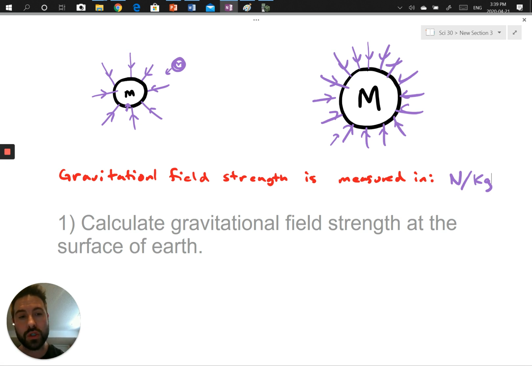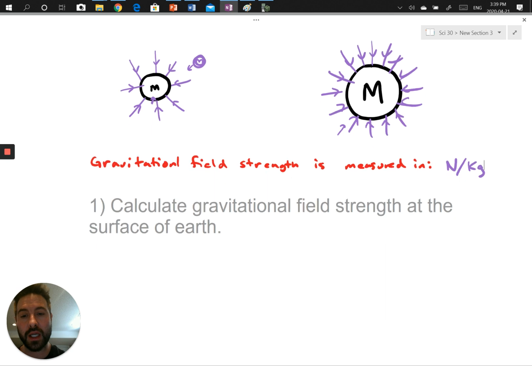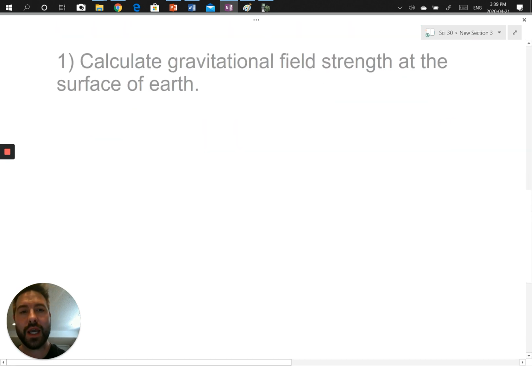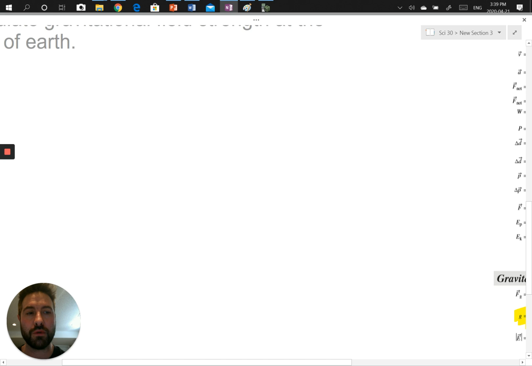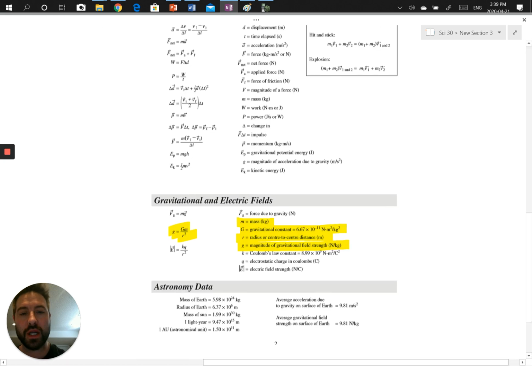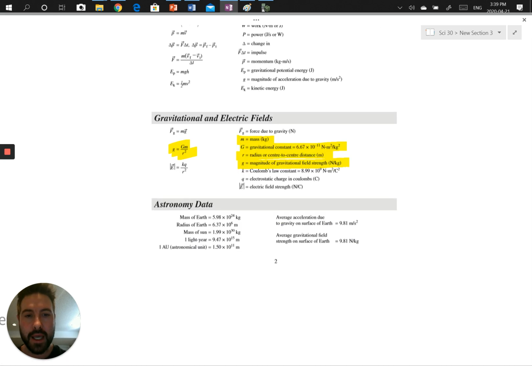Okay, so let's try to calculate the gravitational field strength. Now, here's a question. Calculate the gravitational field strength at the surface of Earth. So it doesn't look like we have been given any information here. So it's going to be a tough problem to solve. First thing I'm going to do is go over to this page in my data booklet. And this page is going to tell me a lot of things.